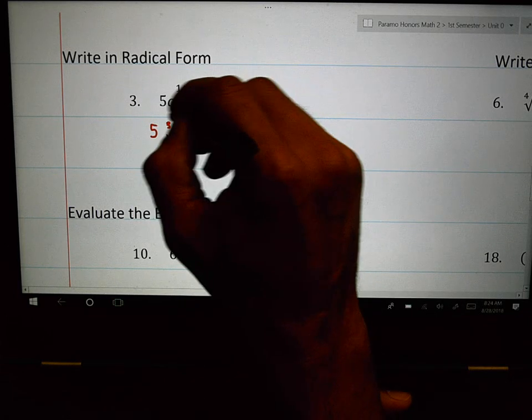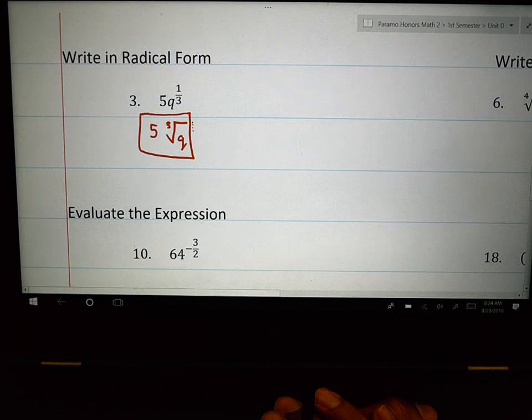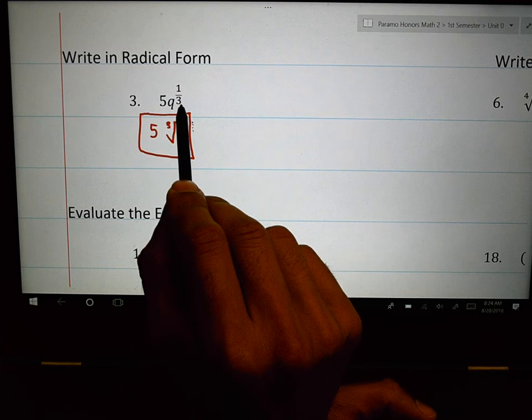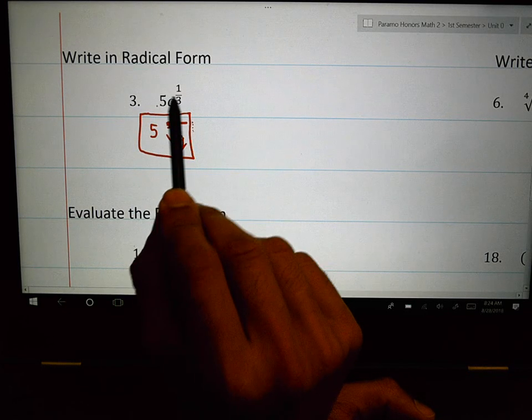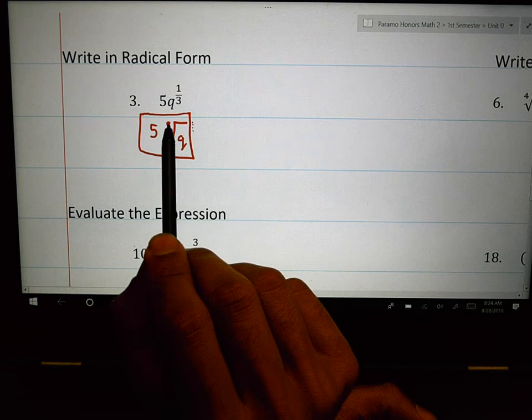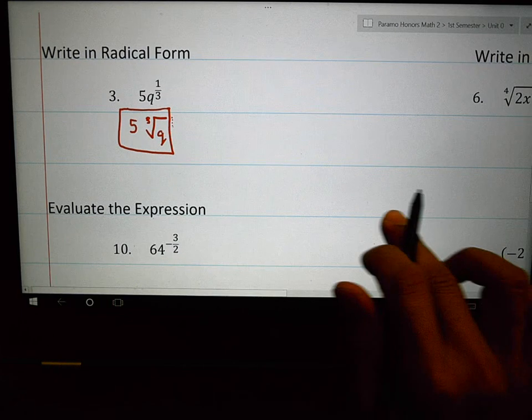And is that in radical form? Yes, it is. That's your final answer. The reason why I chose number 3 as an example was because I know some people will take that 1/3 and put the 5 inside, but it does not apply to it unless there are parentheses. Your job is to know when parentheses are there, it means the whole group, and you're doing those problems.